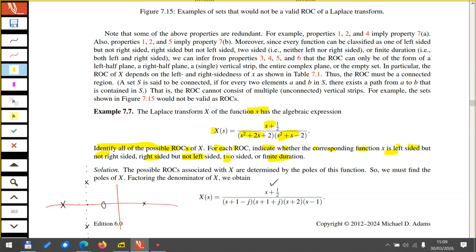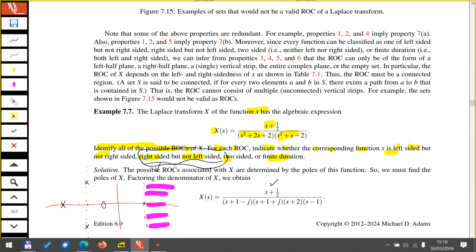Let's assume that x is right-sided but not left-sided. If this is the case, how should the ROC look? Tell me. What is the first thing we can say? If it is right-sided but not left-sided, the ROC must be a right half plane, right? And not only a right half plane, it must be to the right of the rightmost pole. Which one is the rightmost pole? This one, right? So the ROC must be this one. Agreed?